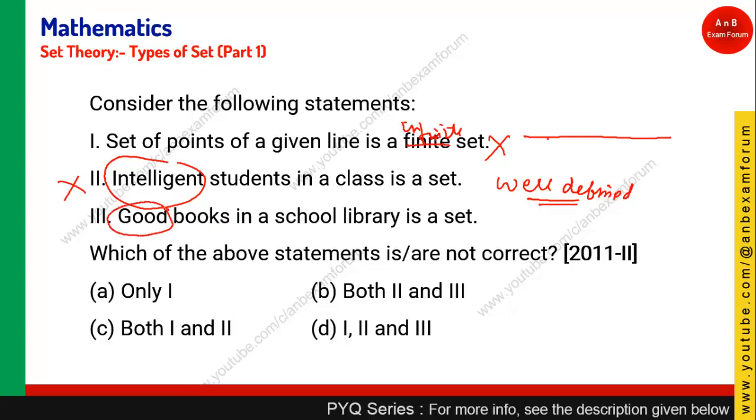Again, good is an adjective, and adjectives are qualifying in nature, and those are not well defined. You cannot define good exactly, which book is good, which book is bad, it varies from person to person, so it is not well defined, therefore it is again not a set. For this particular question all the three are incorrect. The reason I already explained to you.